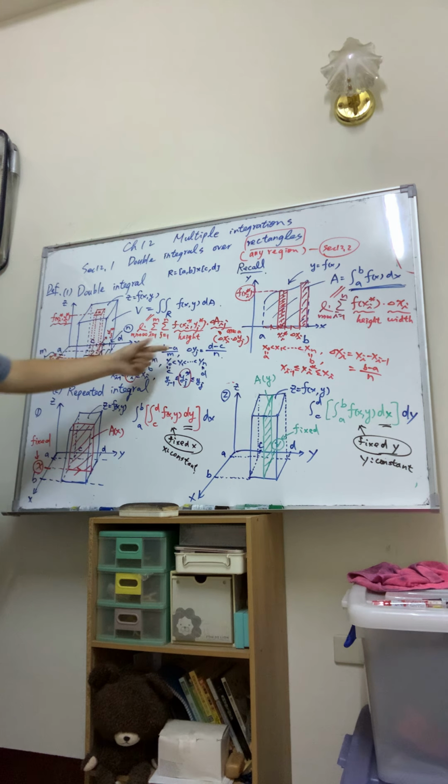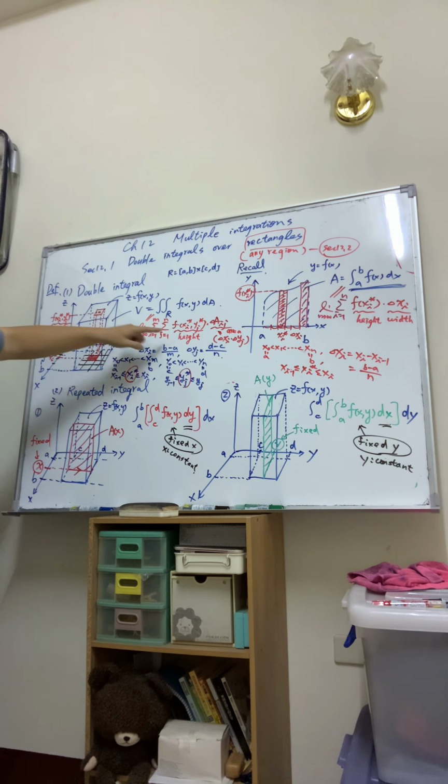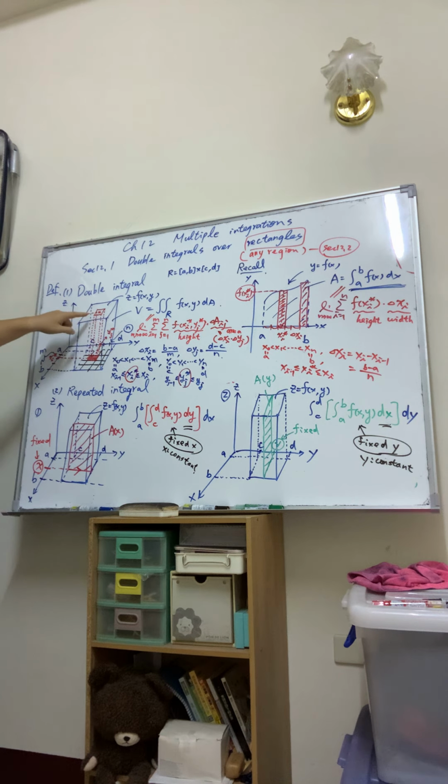For the height, we consider one sample point, xi star, yj star, each between its two values, and we have one point over here, and consider its height and the rectangular box. The volume of the rectangular box is the height times the area, right? And we should consider the sum of all n times n of them, and then let n approach infinity.